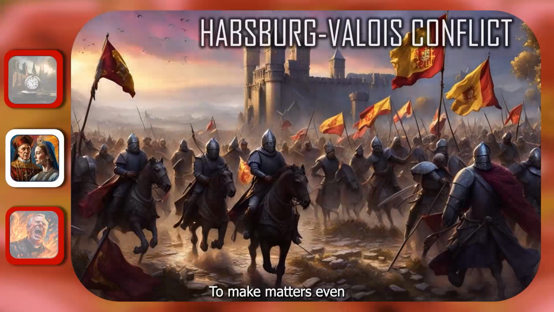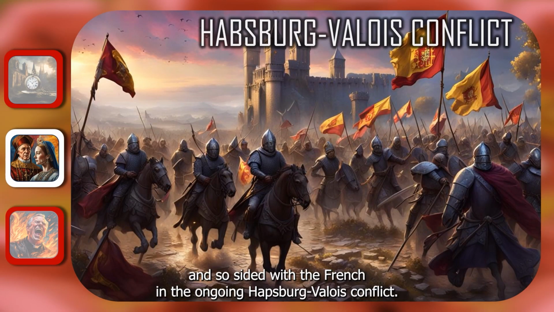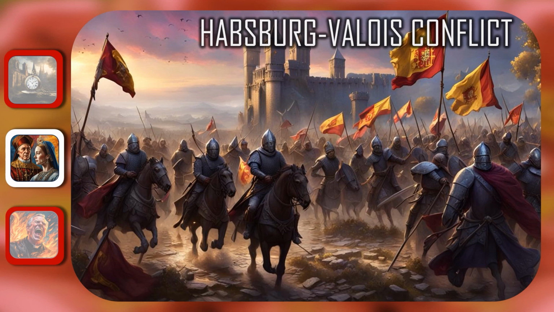To make matters even worse, Pope Paul IV was also anti-Spanish, and so sided with the French in the ongoing Habsburg-Valois conflict. Mary, obedient to her husband Philip, joined the war on the side of Spain in 1557. Technically, this meant that at the end of Mary's reign, England was at war with the papacy.